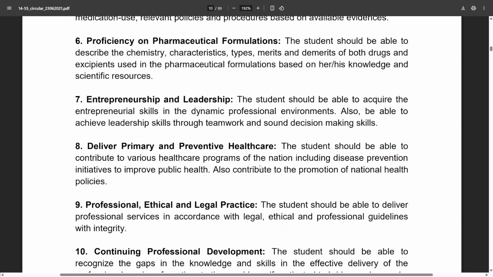Say for example, if you have knowledge about a medicine, that this medicine is used in this particular disease, then what will you do with this information? Use it for humanity, right?